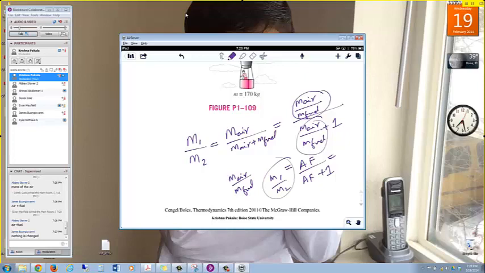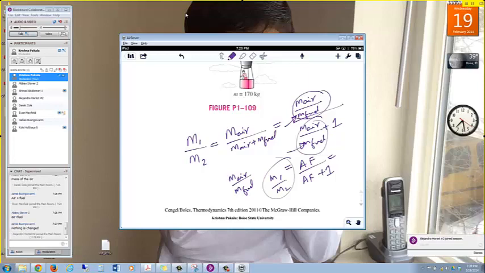I'm kind of confused about where the +1 came from on the bottom there. Okay. I divided by mass of fuel on numerator and denominator. So I have mass of fuel over mass of fuel, which is 1.